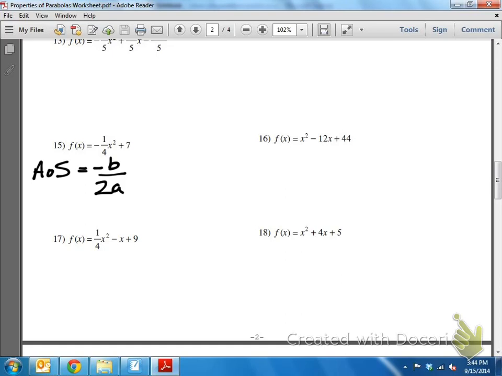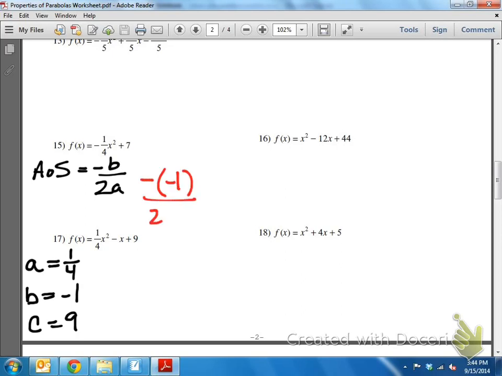So if it's negative b over 2a, we need to find out what a, b, and c are. And in a quadratic function, a is always the term in front of x squared, b is the term in front of x, and c is the constant on the back. So a in this case is 1/4, b is -1, and c is 9. Now that we have that information, let's plug it into our formula and figure out what we get.